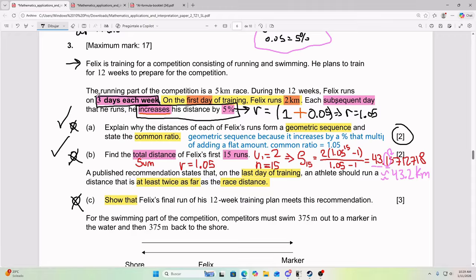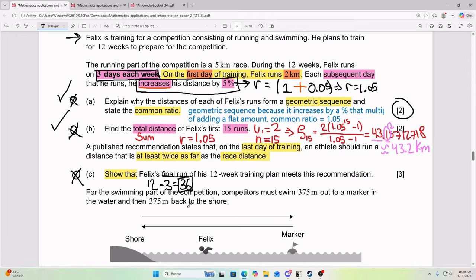And so if his training plan was 12 weeks, well, how many times did he have a running session? If it was 3 days each week and the thing lasted 12 weeks, well, per week he ran 3. Per week he ran 3, so he ran 36 times. So Felix's final run is his run number 36. So that's the first big brain thing that they're challenging you to identify, and in this case it is 36.